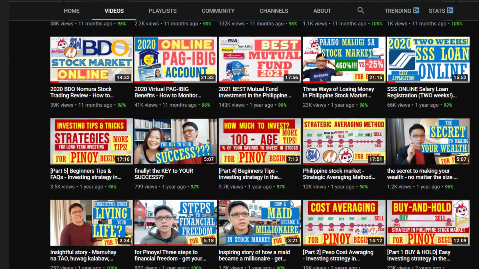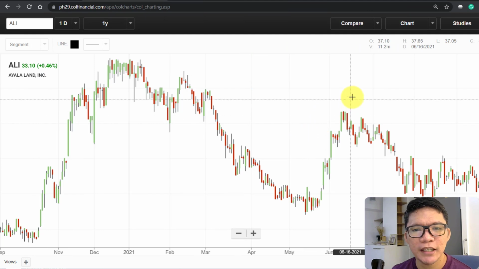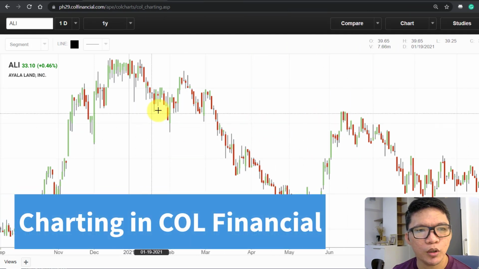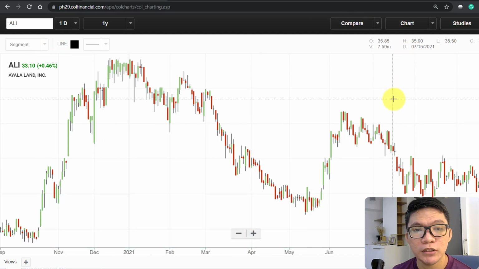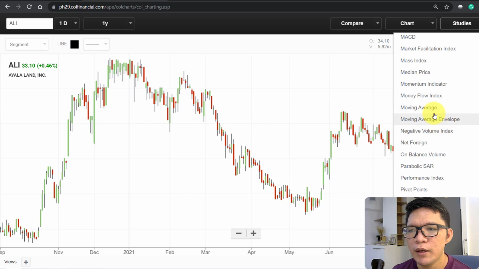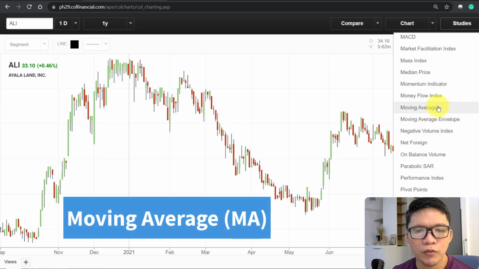So for today's lesson, ang i-discuss natin is basic ideas on charting in COL Financial. So isa-isay natin itong mga features na to, and specifically, we will drill down on the use of what we call moving average as part of our basic technical indicators.